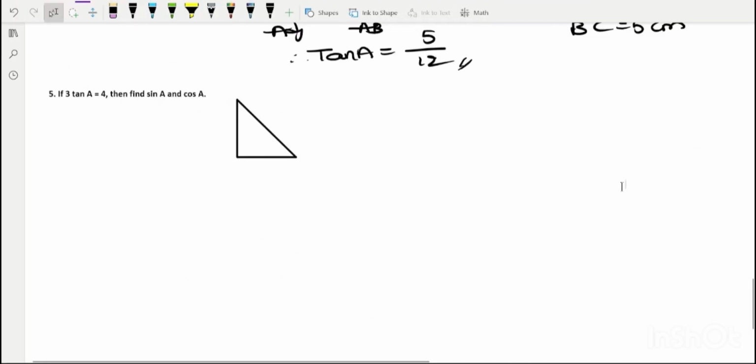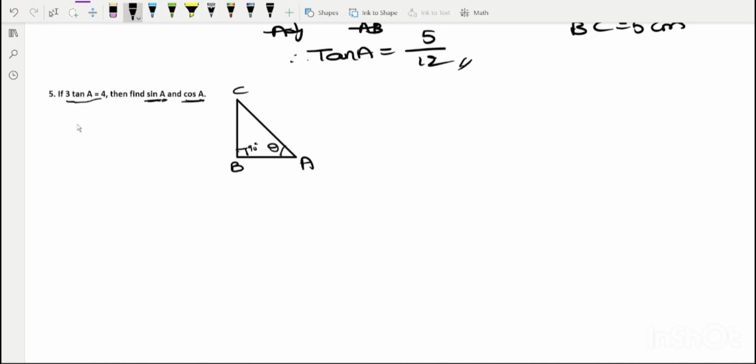Okay, here is the next problem. He has mentioned as 3 tan A equals to 4 and asked us to find out sin A and the cos A. So let me take in a different way now. I'm taking A here, B here, and the C here. I'm taking the B as 90 degrees, and as he has mentioned, the angle is at A. So this would be theta.